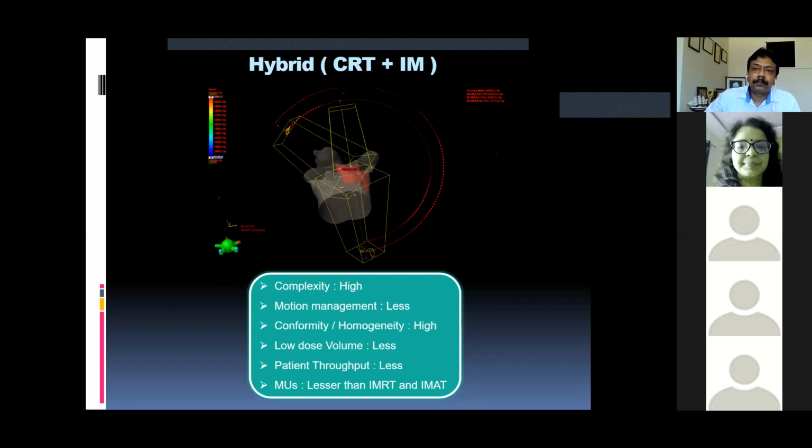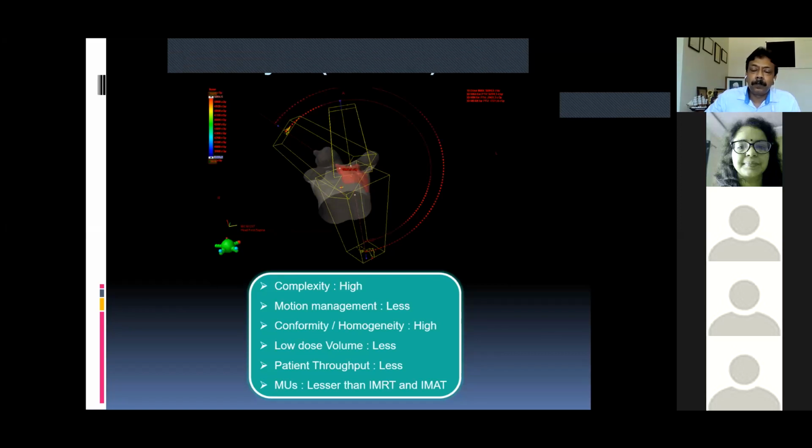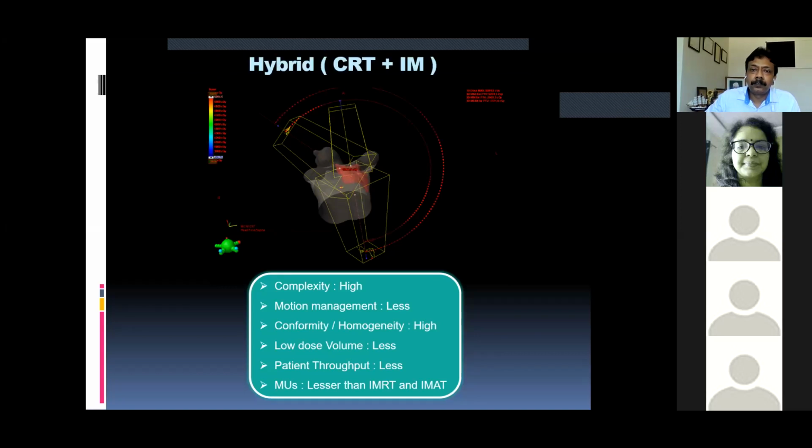One last question, sir. What is the difference between voxel distribution IMRT and arc therapy? Voxel distribution IMRT, I don't know about this technique. Sorry. Okay, all right.